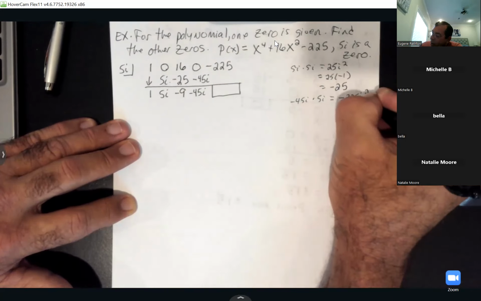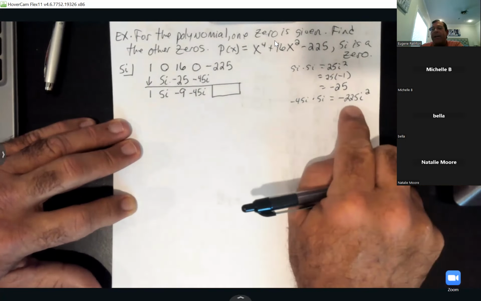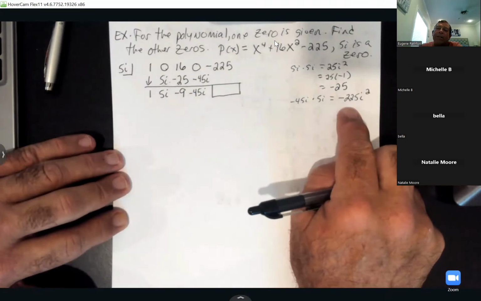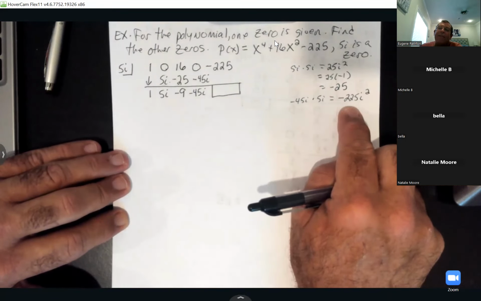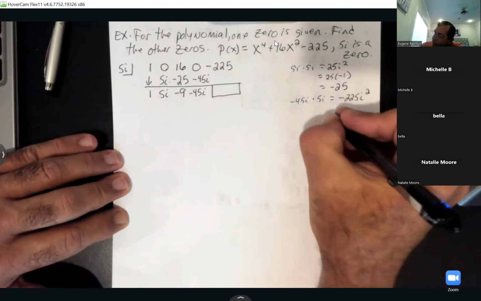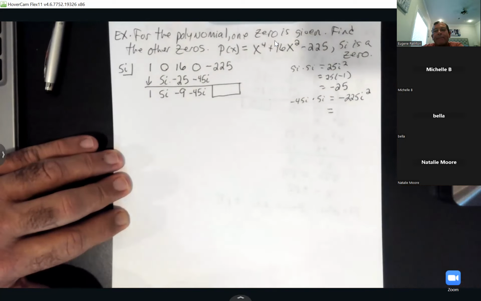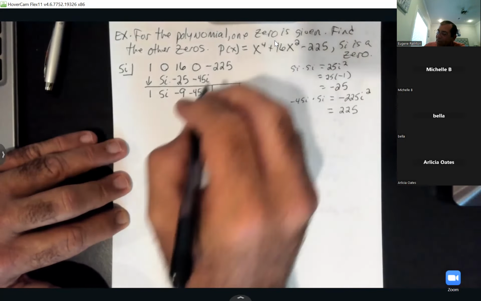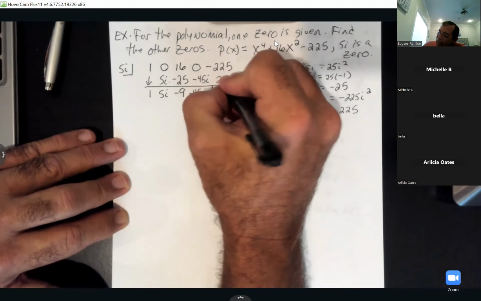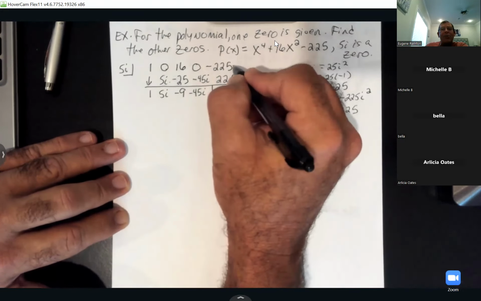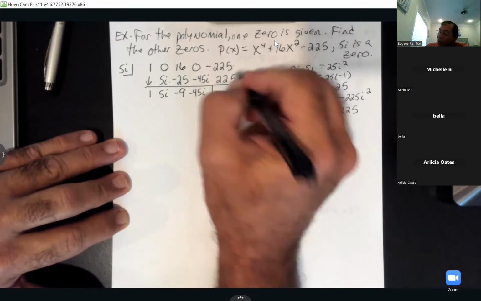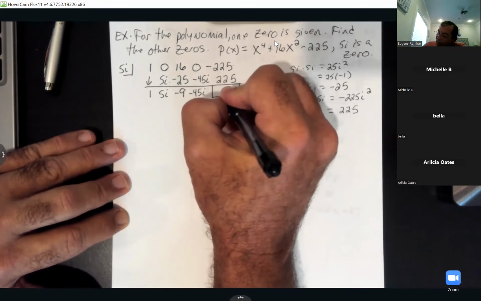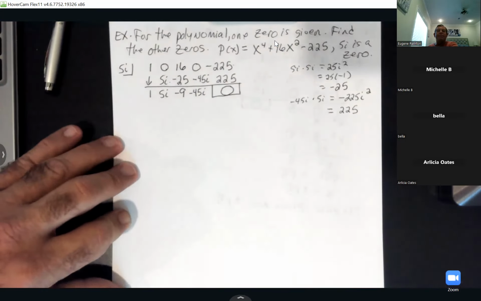-225i squared. So in the long run, what does -225i squared equal? Positive 225. Positive 225. Good job. And guess what? That's what I needed there, right? Because I got a -225. Positive 225 gives me a big remainder of 0.